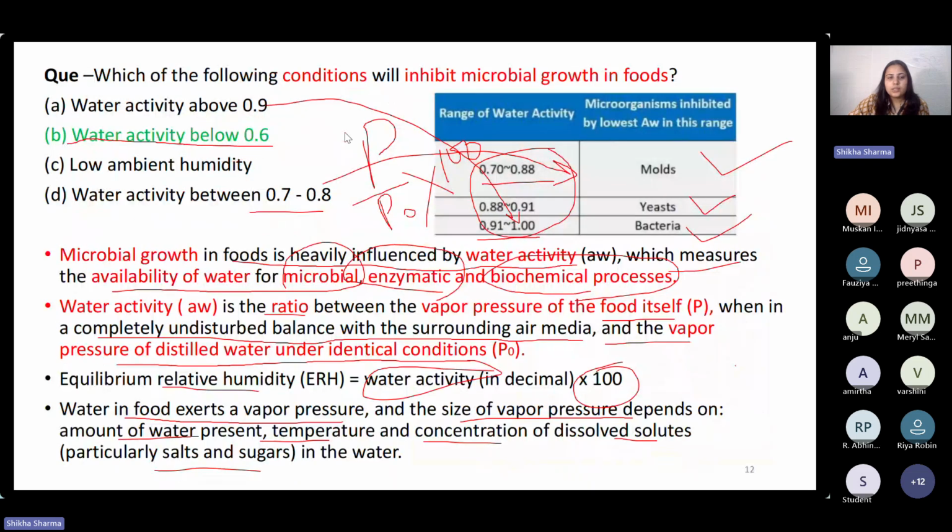So here the answer is B, which is water activity below 0.6.